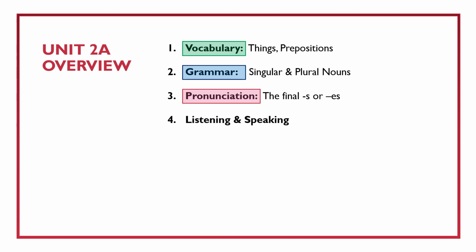So what we have today for Unit 2A is a vocabulary section about things and prepositions. Then we will have grammar, singular and plural nouns. For pronunciation, we have the final S or ES that we normally add to singular nouns to make them plural. We will learn a few points about that. And also we have a listening and speaking section.